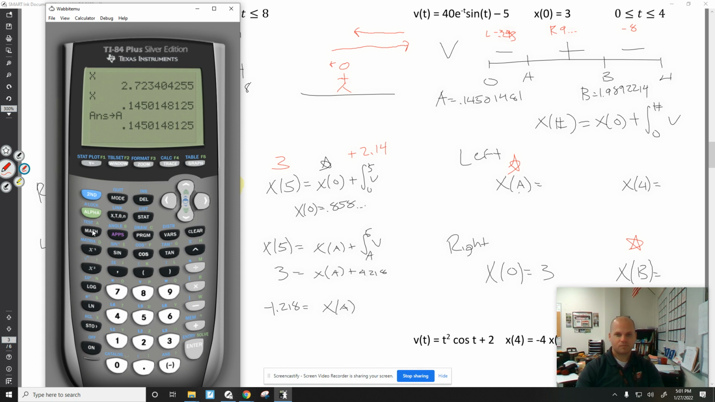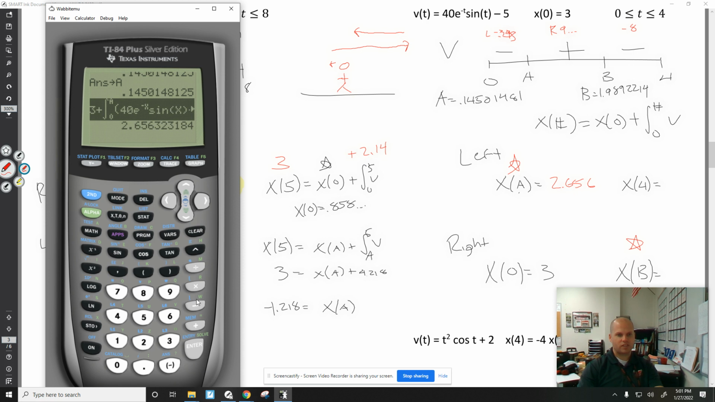In my home screen, I will do the following calculations over and over and over again. x of A is x of 0 plus my displacement from 0 to A: 40 e to the negative t sine t, minus 5. Enter. 2.656. Just to the left of where I started at 3.